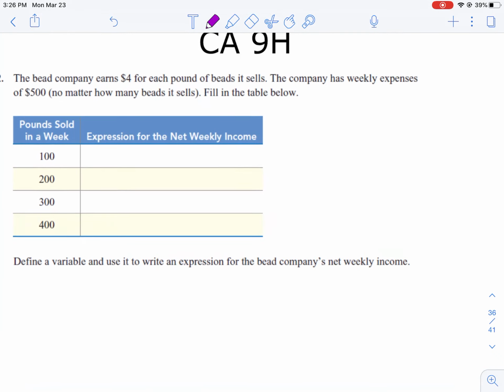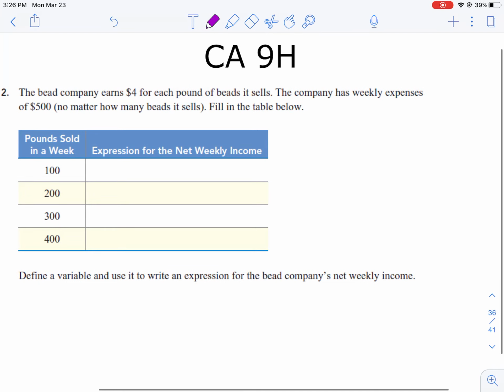Now let's look at this example. I would like to point out how the context can help students move to multiplicative reasoning. Notice in this case, the bead company earns $4 for each pound of beads it sells. It has weekly expenses of $500, and so it asks you to fill in the table.